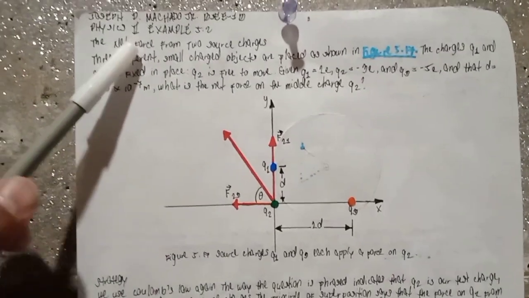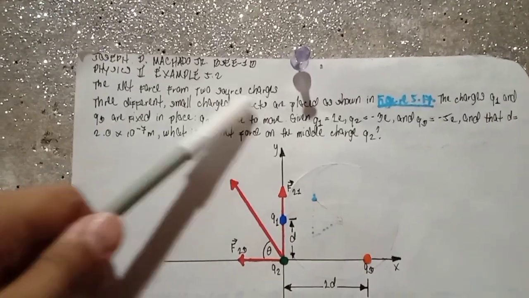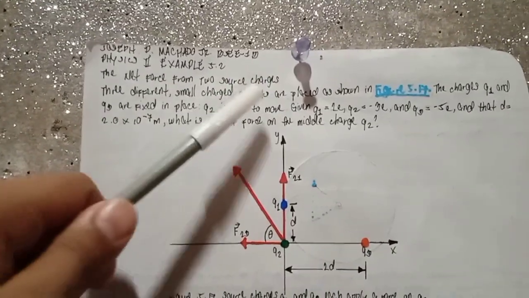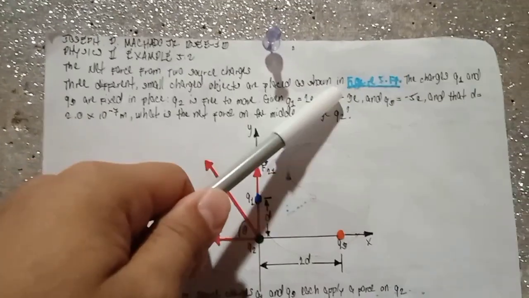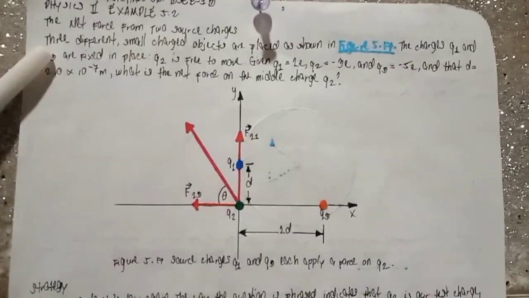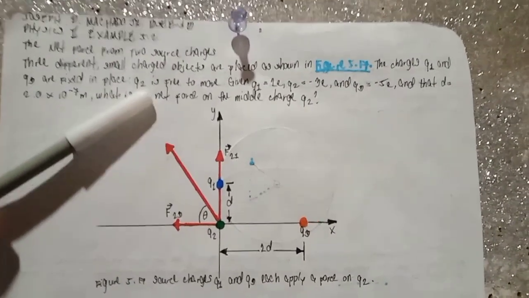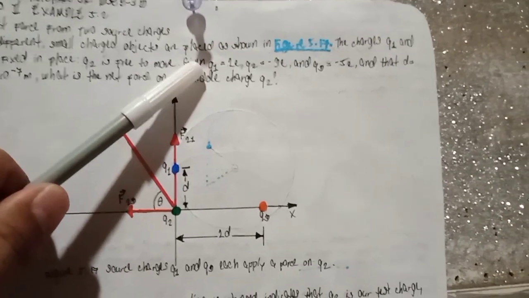Continued, lecture 3, electricity. The net force from two source charges. Three different small charged objects are placed as shown in figure 5.17. The charges Q sub 1 and Q sub 3 are fixed in place. Q sub 2 is free to move. Given, so this is the given.